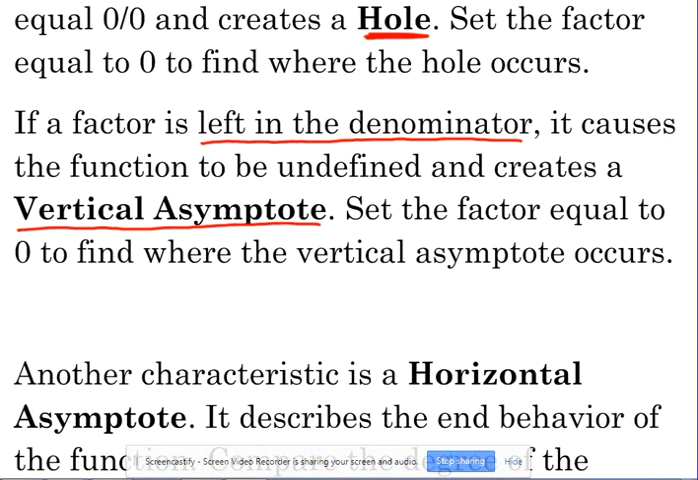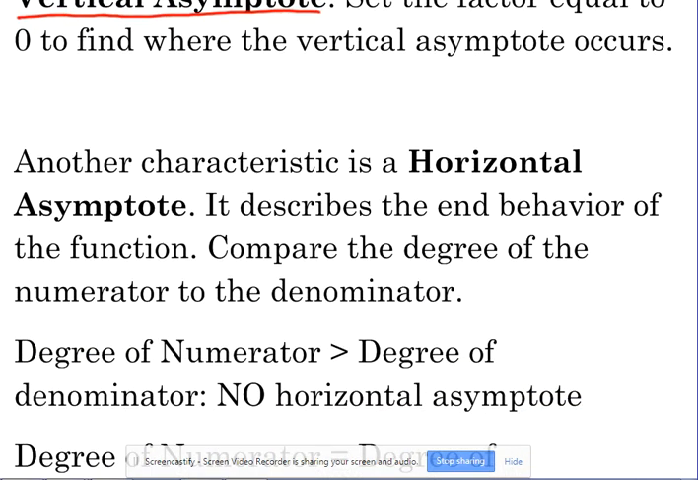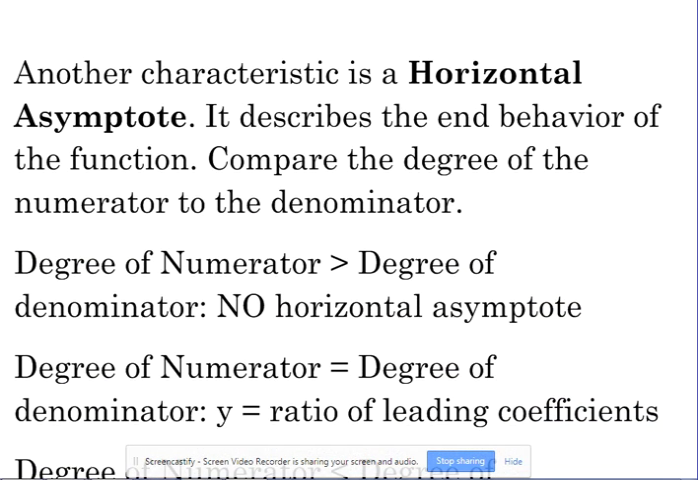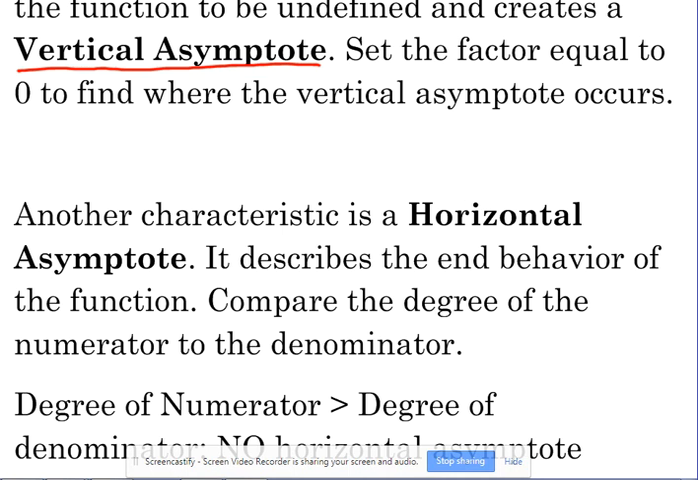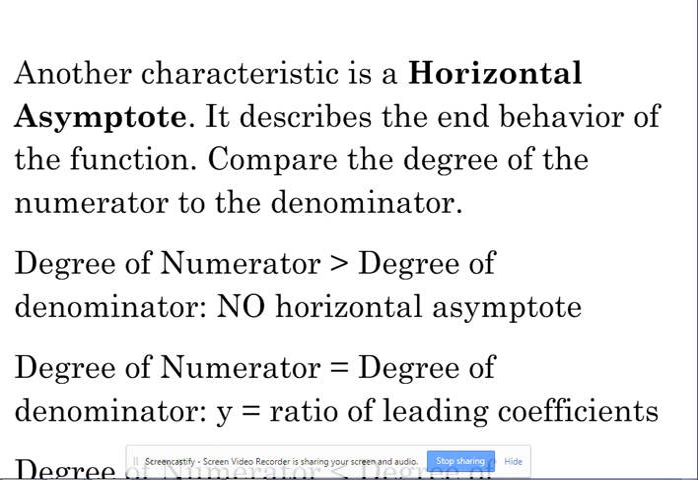We have another characteristic that we need to talk about, and that is what we call a horizontal asymptote. Asymptote's kind of a really weird word. You gotta be careful when you're saying it and spelling it. But what it is, it's an imaginary line. Vertical asymptotes, we just talked about those. It's a vertical imaginary line. A horizontal asymptote is a horizontal imaginary line. So it's going to be a dotted line on the graph. And a horizontal asymptote describes the end behavior.